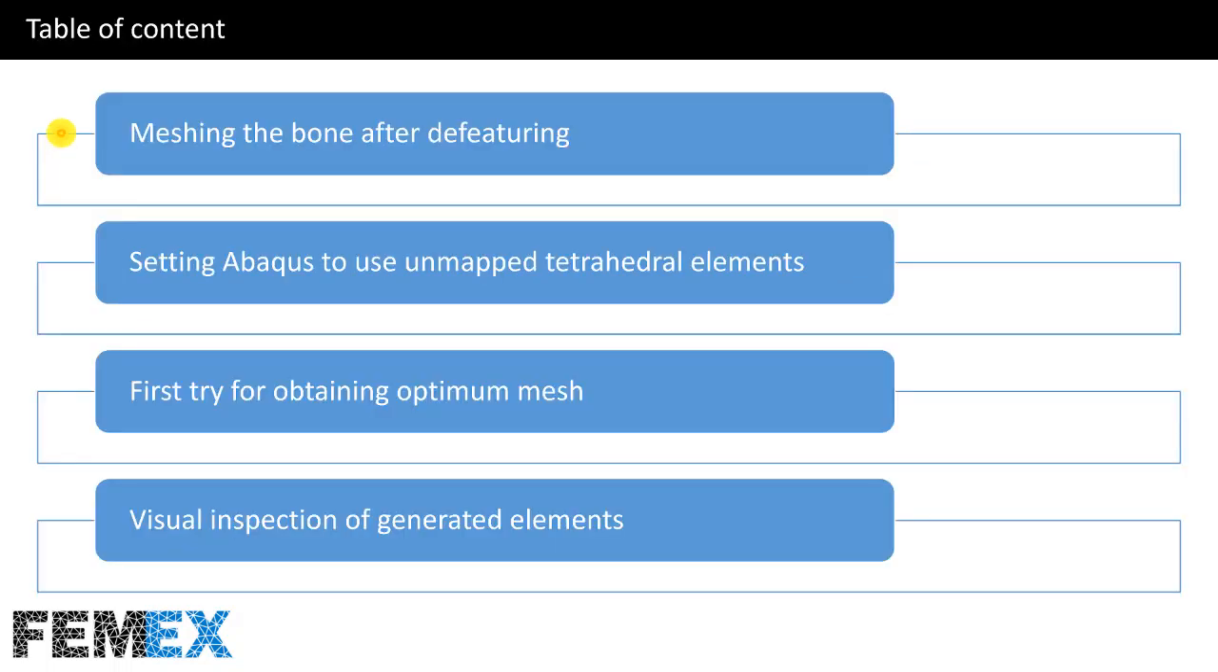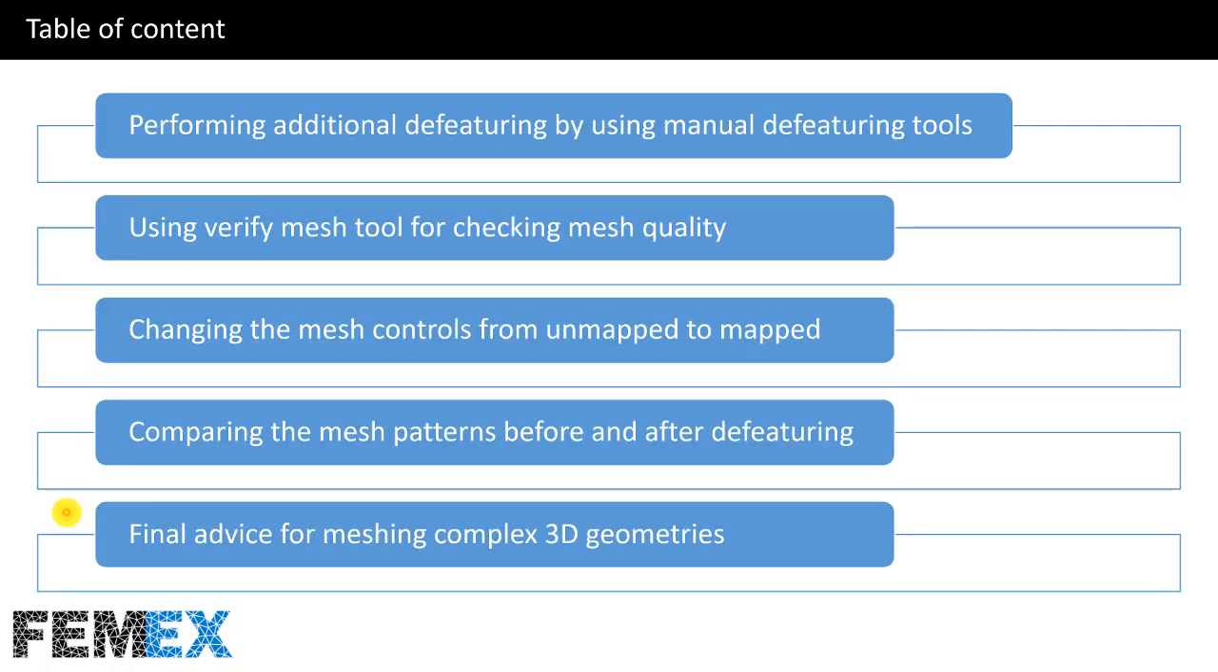This is the table of content. I will talk about meshing the bone after defeaturing, setting Abaqus to use unmapped tetrahedral elements, first try for obtaining optimum mesh, visual inspection of generated elements, performing additional defeaturing by using manual defeaturing tools, using Verify Mesh tool for checking mesh quality, changing the mesh controls from unmapped to mapped, comparing the mesh patterns before and after defeaturing, and finally, I will talk about final advice for meshing complex 3D geometries.